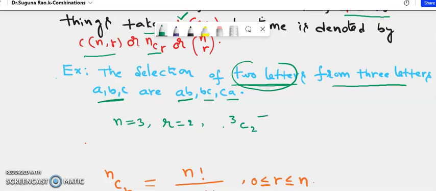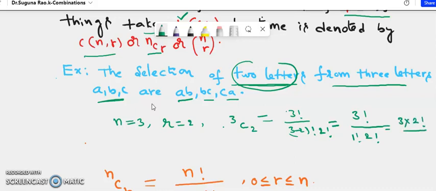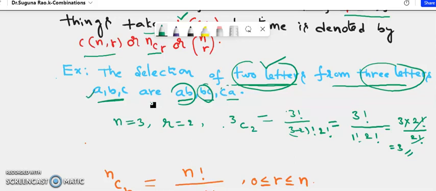So what is 3C2 here? All of you know the combination formula, that is 3 factorial by (3 minus 2) factorial into 2 factorial. That equals 3 factorial by 1 factorial into 2 factorial, which is also equal to 3 into 2 factorial by 2 factorial. So here, that is 3 ways we can form 2 letters from the given set of 3 letters. Thus, combinations of 2 letters are AB, BC, CA from the given set of 3 letters ABC.